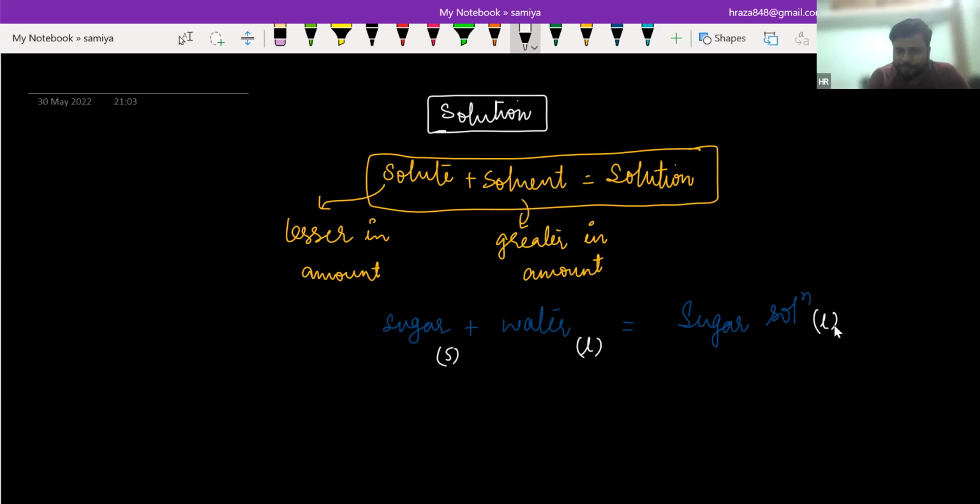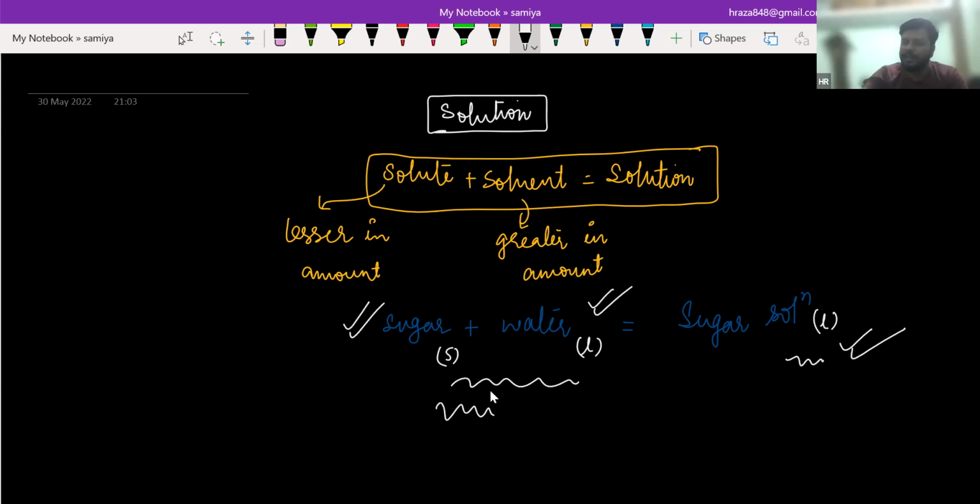So basically, this is 2 and this is 1. Whichever has the same physical state as the solution is the solvent, and the one which is different is the solute. If the quantity is not given, we determine solute and solvent by physical state. If the physical state of one of them is similar to the solution, that will be the solvent, and the one whose physical state is different is the solute. Is that clear?